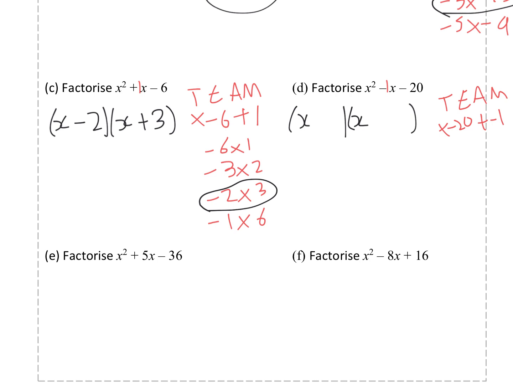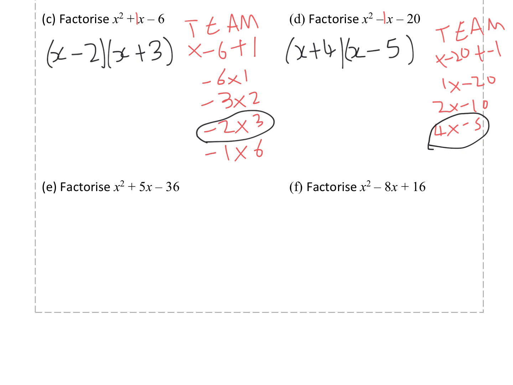What are our combinations to get minus 20? We could have 1 times minus 20, 2 times minus 10, 4 times minus 5, and we keep going, but you don't have to do the whole list. Once you've found the answer, you can stop. I know that 4 times minus 5 is minus 20, and 4 plus minus 5 would give minus 1. So I can put those numbers in, plus 4 and minus 5.